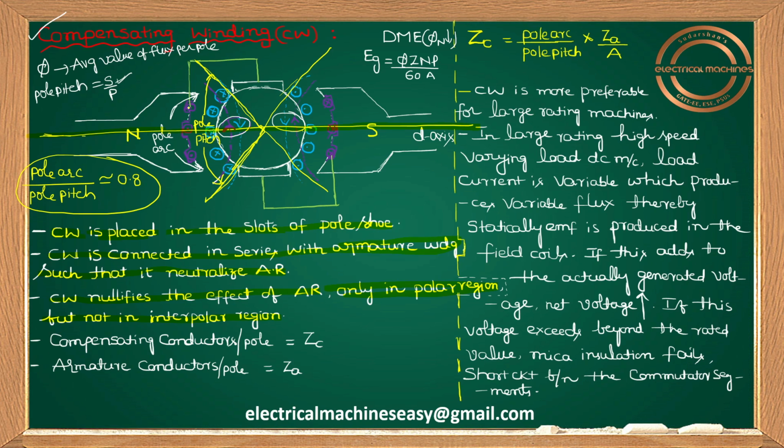So I am asking one simple question here. Whatever composite conductors we are using here to neutralize armature reaction, this effect is restricted only to 80% of your pole pitch. Please try to understand that. It is not completely neutralizing armature reaction.